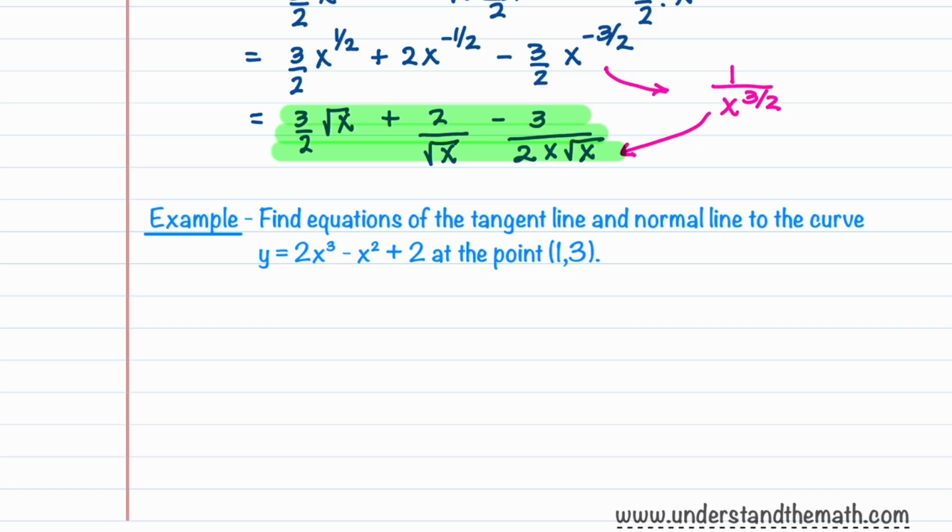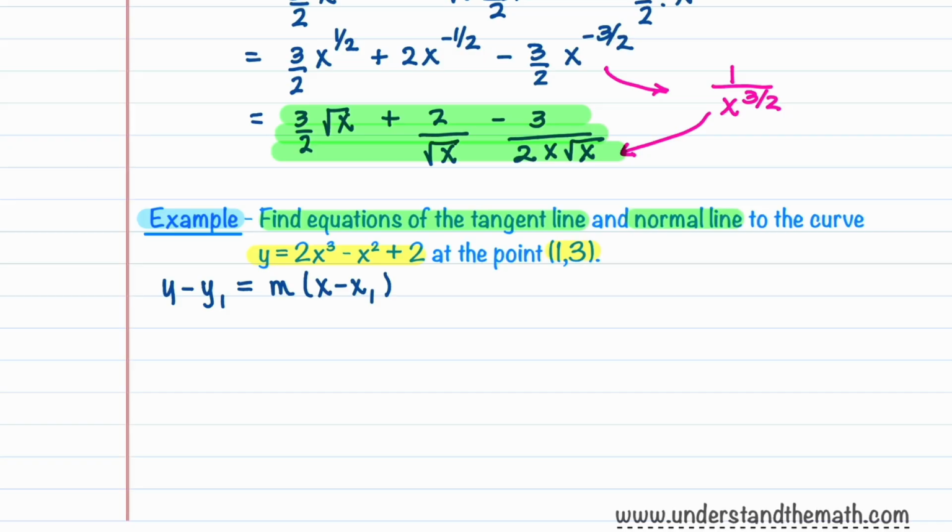The last example that we are going to look at is an application example. In this example, we are going to find equations of the tangent line and the normal line to the curve y is equal to 2x cubed minus x squared plus 2 at the point 1, 3. I'm going to start by finding the equation of the tangent line, and let's write down what that equation looks like. That equation looks like y minus y1 is equal to the slope times x minus x1.